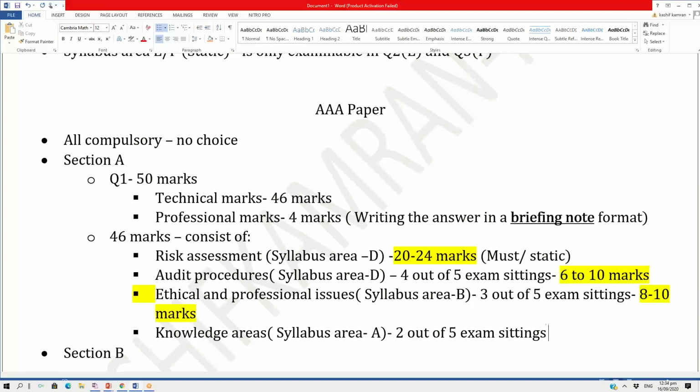You will find the examiner testing some knowledge pertaining to topics like fraud, laws and regulations, and auditor responsibility for something. These are basic topics which you do in the AA paper, and which you will be doing in syllabus area A of my course. Syllabus area A is a knowledge area, and at times you get some knowledge areas in question number 1 as well, for very few marks: 2 out of 5 exam settings, and on average 4 to 6 marks.